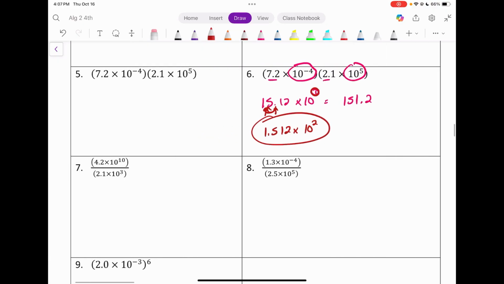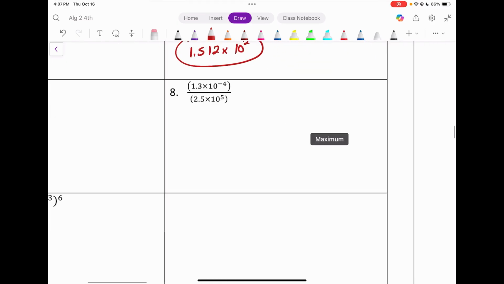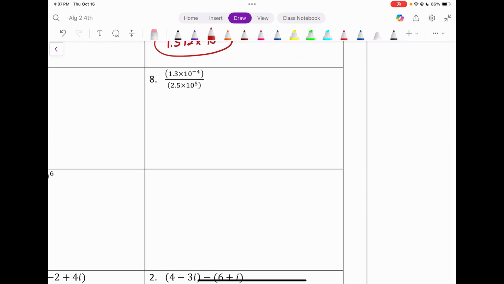Division works the exact same way. Let's go ahead and do number 8 here. So we're going to do 1.3 and 2.5. In order to divide these, again, notice there's no plus or minus signs. There's no distributive. We don't have to worry about it. So to divide, you're only going to divide the things that are alike. And I get 0.52 times 10 to the, we're going to combine these as well.